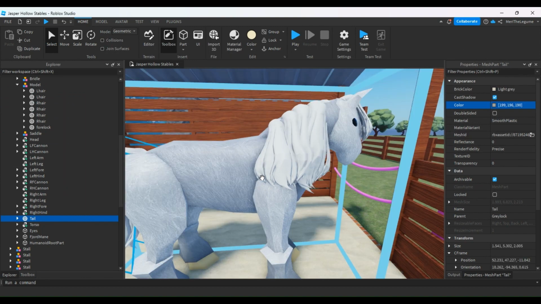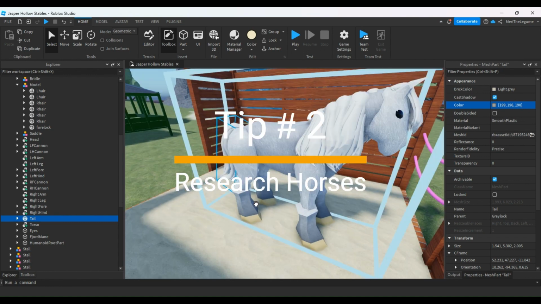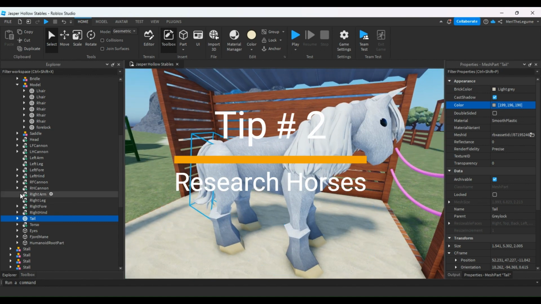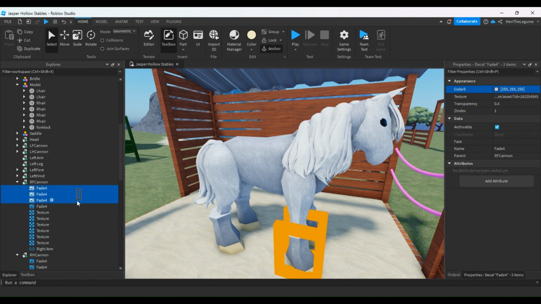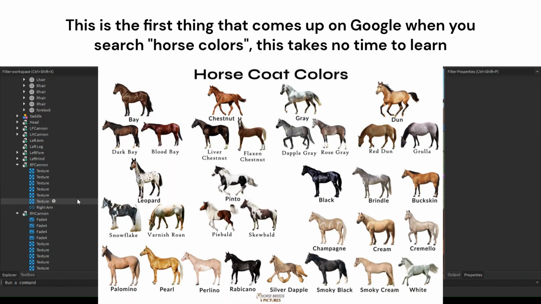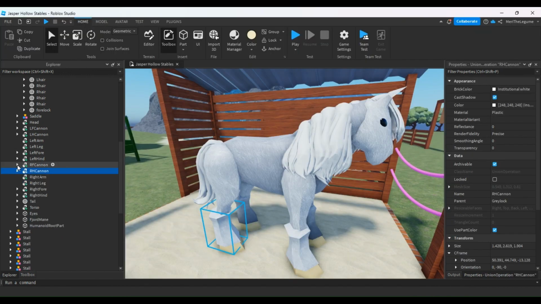My next tip to you guys is to research horse colors. Horse genetics are really helpful to know. Even just small things like knowing which coats make the hooves tan and which ones make the hooves darker makes a big difference. Making up horse colors that don't exist might save you time, but it's really unrealistic and cheap looking.